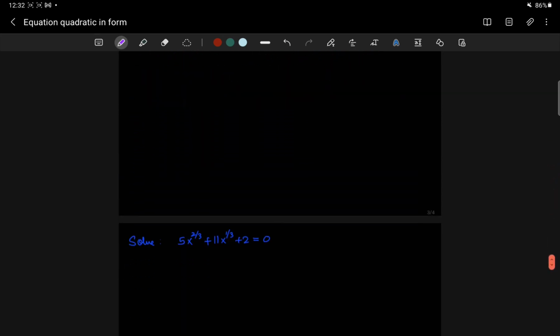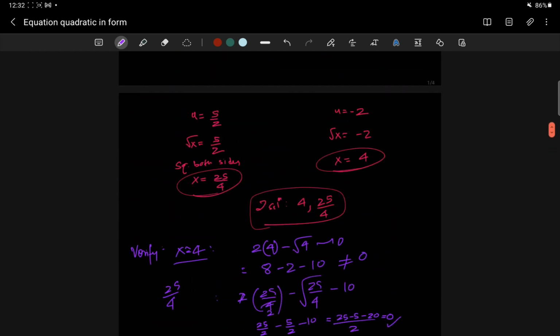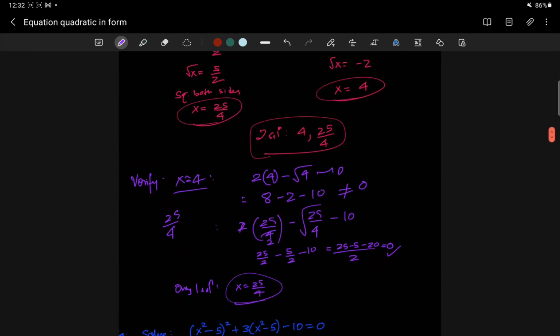Just be careful when you do these problems. You first need to identify what substitution to use, then you need to factor and solve for the substituted value. So you end up getting u equals something and so on. And then the last but one step would be to find the x value. And the last step would be to verify and check that all the ones that you get are actually valid results.